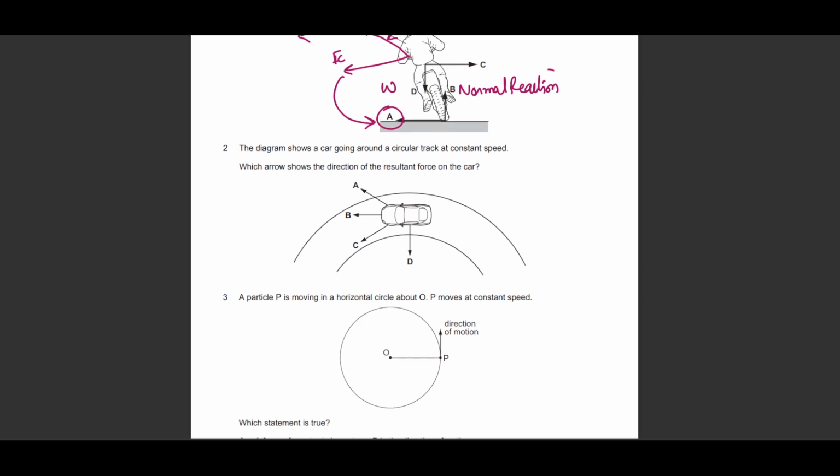In question number 2, it says that the object wants to take a turn. In which direction is the resultant force? Now, the resultant force is, however, a reference to the centripetal force. So in which direction should that be? A is not a component, C is not a component. Yes, B could have been a component.